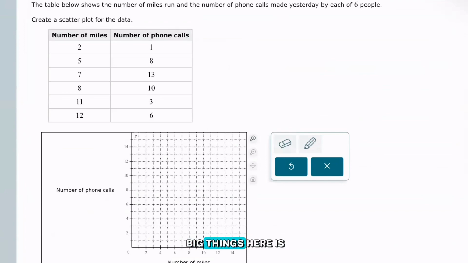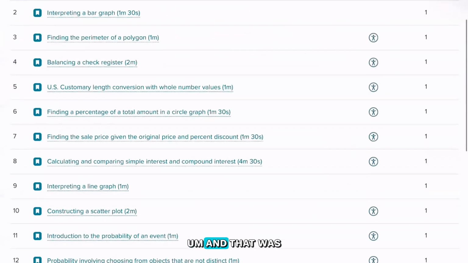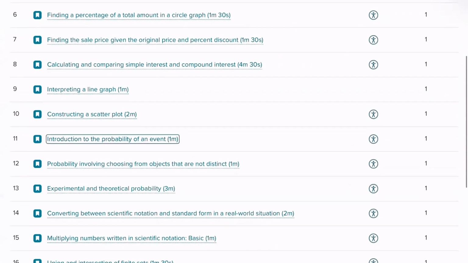Probably one of the big things here is to make sure that you know how to use what I call dot to dot. So for instance, over 2, up 1, that's where you place your dot. That other one needs to be erased. So let's try that again. So yeah, make sure you know how to plot the dots. And that was scatter plot.